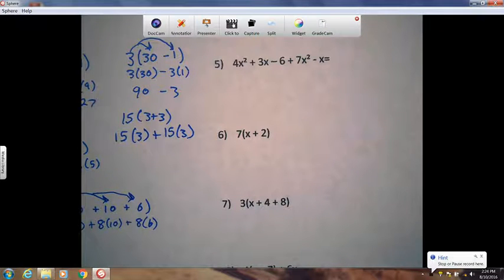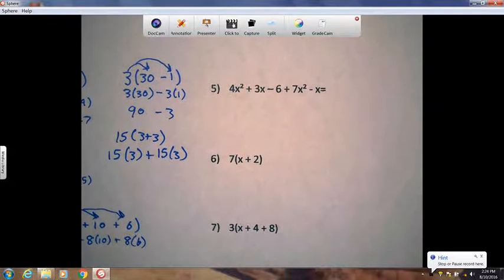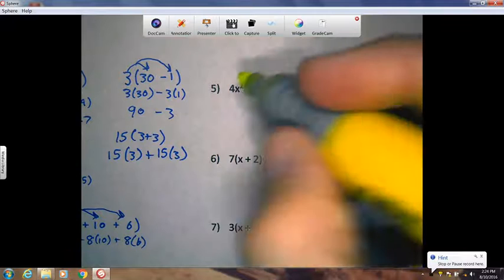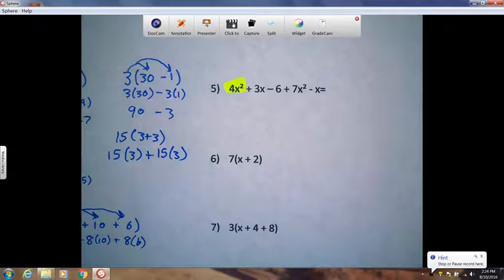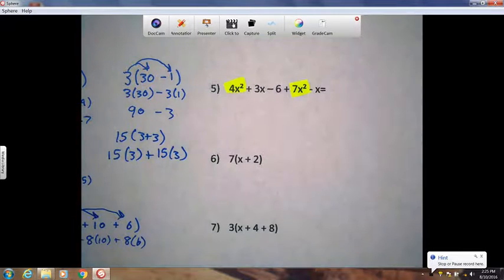For my next example, on number 5, I have several terms. So I'm going to highlight my like terms. So I'm looking for anything else that has an x squared. And I see that's 7. So it's the same variable to the same power. Now I'm going to highlight anything with an x.